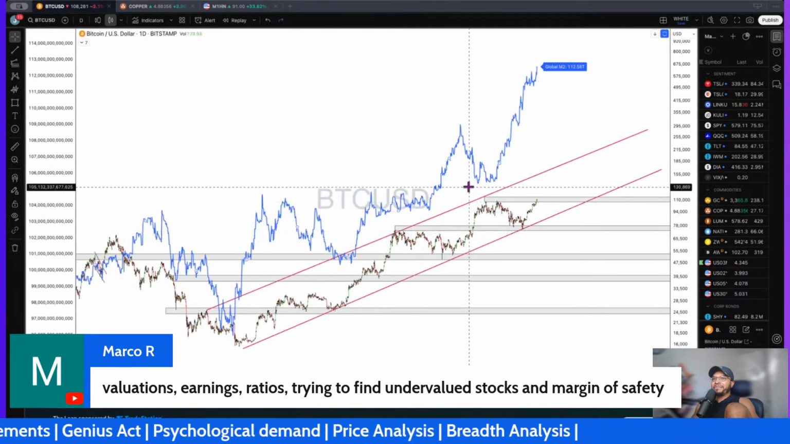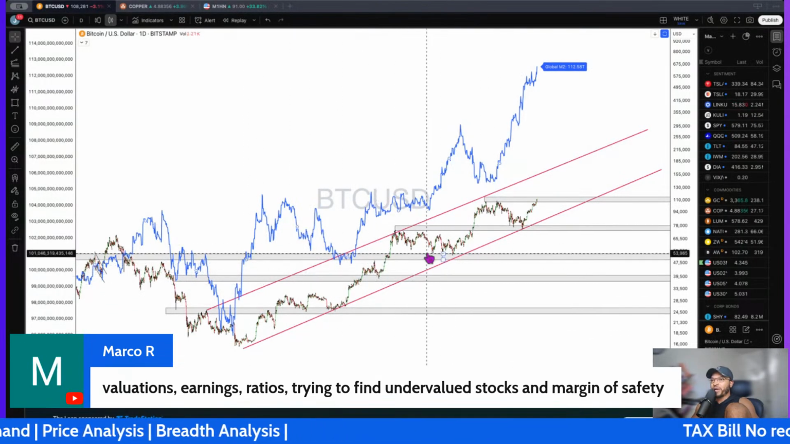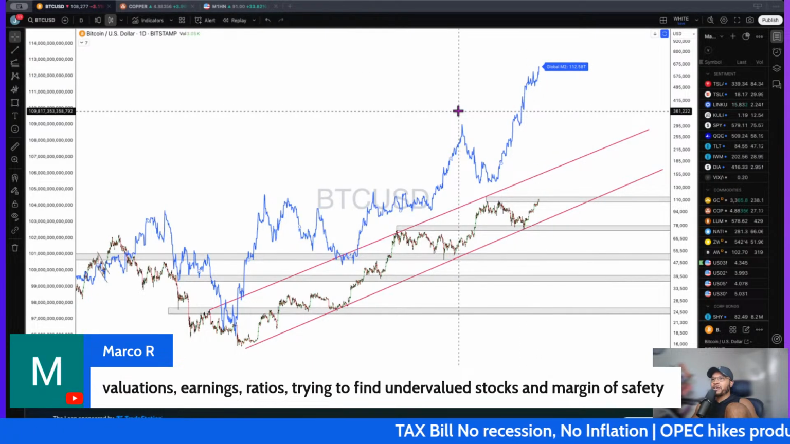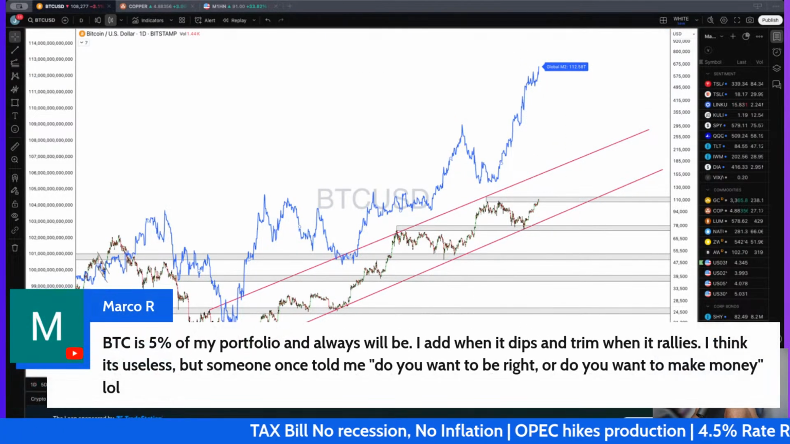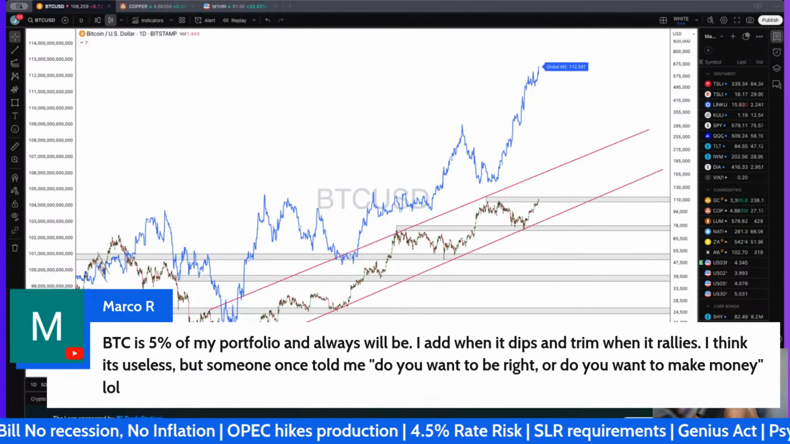And look at Bitcoin. If you would have bought it when we had some support in the trend at the bottom of the trend, this is signaling a lot more upside for Bitcoin. So I'm more of a position trader. Anyways, you have BTC 5% of your portfolio. Always add when dips, 100%.